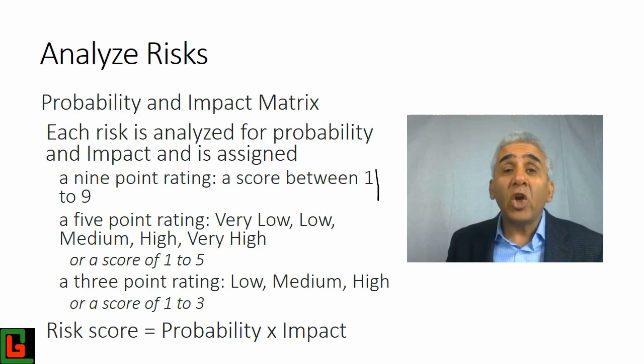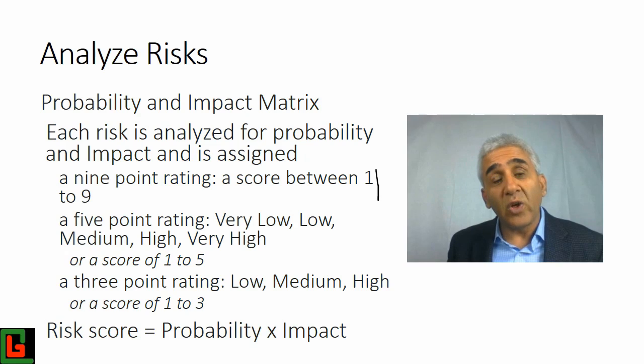So 1 will be low probability and 9 will be high probability. If the probability is very rare, then you assign number 1 for that. If there is a very high probability, more or less that's going to happen, then you assign a probability of 9. Similarly for the impact, if the impact is minimum, then you assign 1, and if the impact is disastrous, then you assign number 9. So you assign 1 to 9 for both probability and impact.